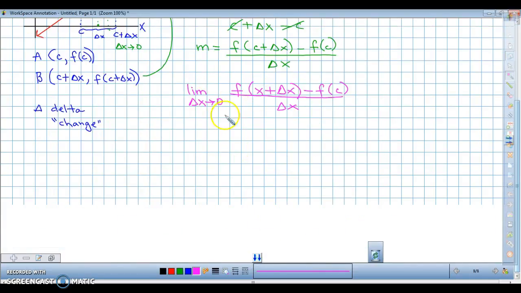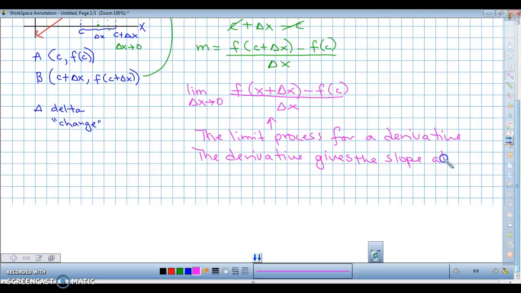So this is the formula right here that you're going to have to remember, because this is the formula that gives you the slope. It's called the derivative. This is the limit process for a derivative. And your derivative will give you the slope at any point on that curve. So it gives it at any point on the curve whatsoever.